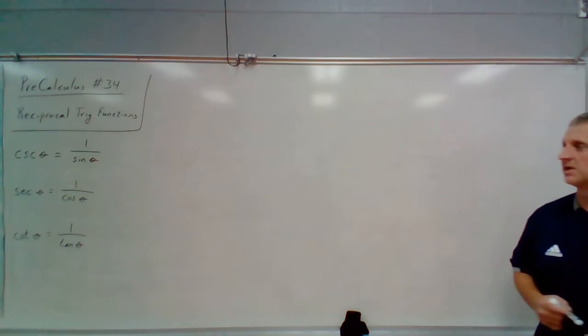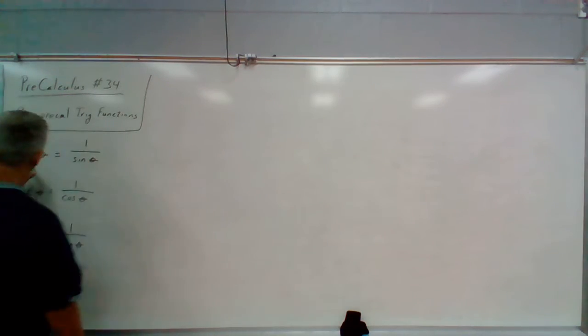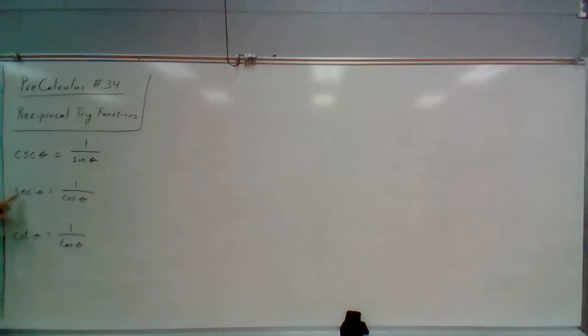All right, so let's look at some important new functions here. These are the cosecant, secant, and cotangent functions. We're going to define the cosecant of theta to be the reciprocal of sine theta, so 1 over sine of theta. The secant of theta we'll define to be the reciprocal of cosine, so 1 over cosine of theta. Cotangent then will be 1 over tangent, or the reciprocal of tangent.